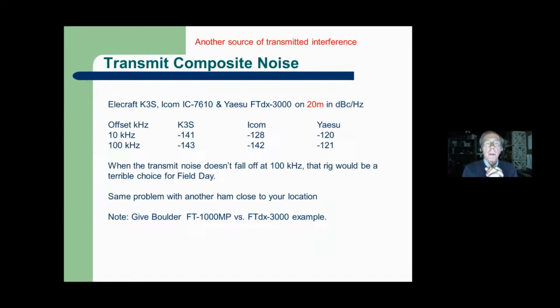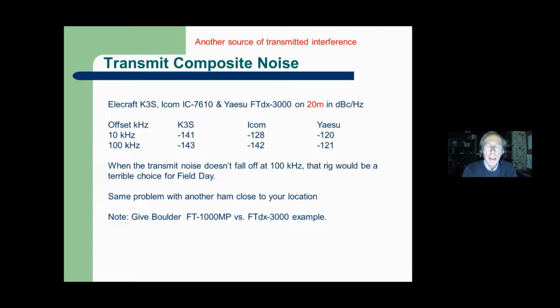Transmit composite noise, it's really mostly a problem in your local area, hams close by, field day. And so there's really a wide difference. The K3S is really probably the best. At 10 kilohertz, it's down a massive amount, 141 dB. And at 100 kilohertz, it doesn't get much better because it was outstanding at 10.